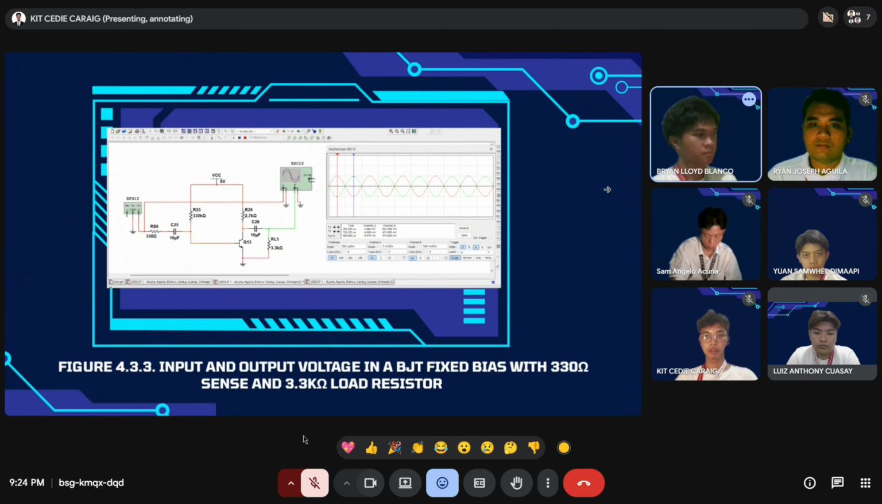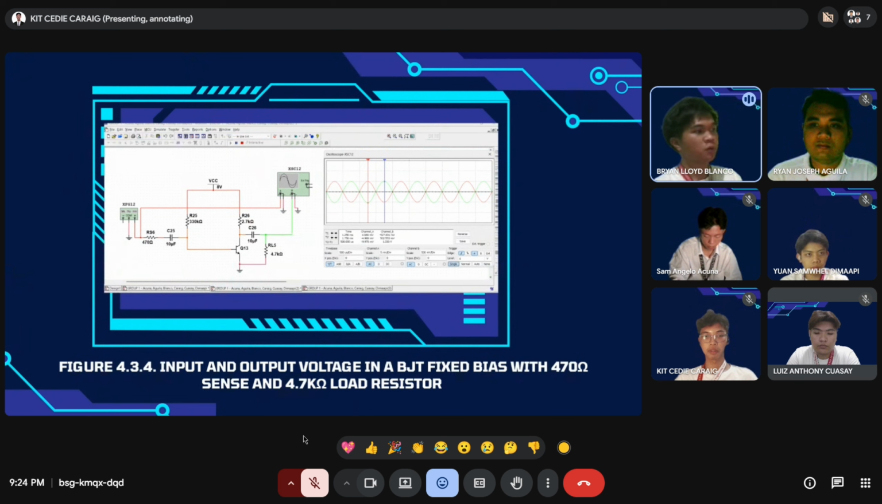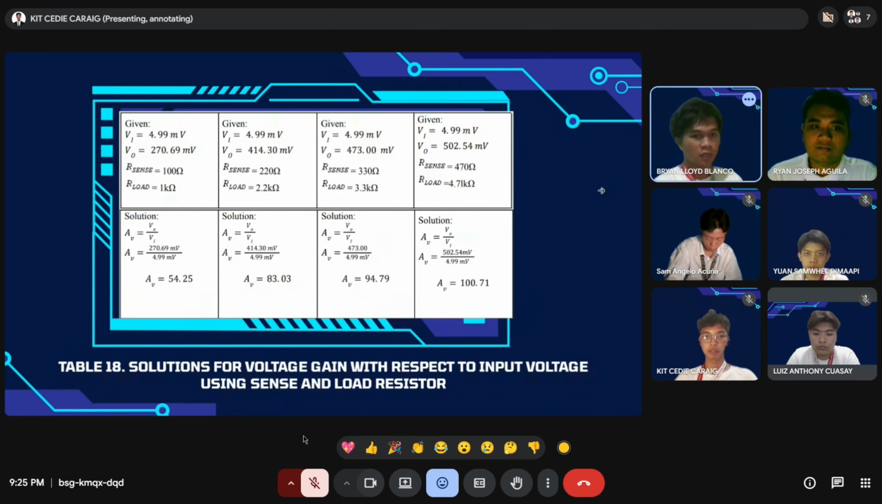Next slide. For figure 4.3.4, the 470 ohm sense resistor and 4.70 kilo ohm load resistor, doing the same steps as before, we find the rate of gain improvement has clearly slowed compared to the earlier steps, suggesting that the increased sense resistance is beginning to offset the benefits of the larger load. Next slide. And this is the data computation of each figure.